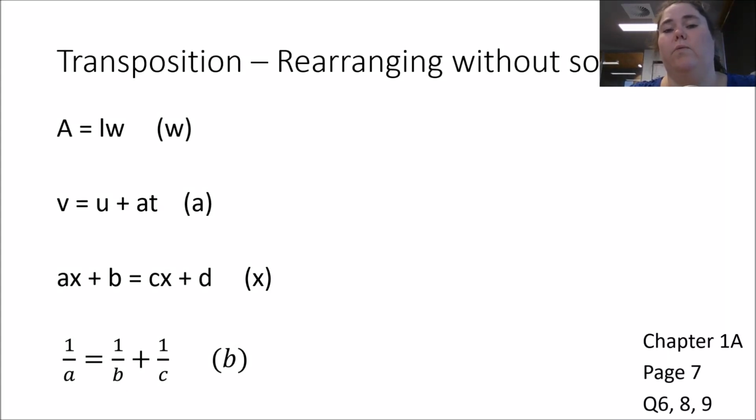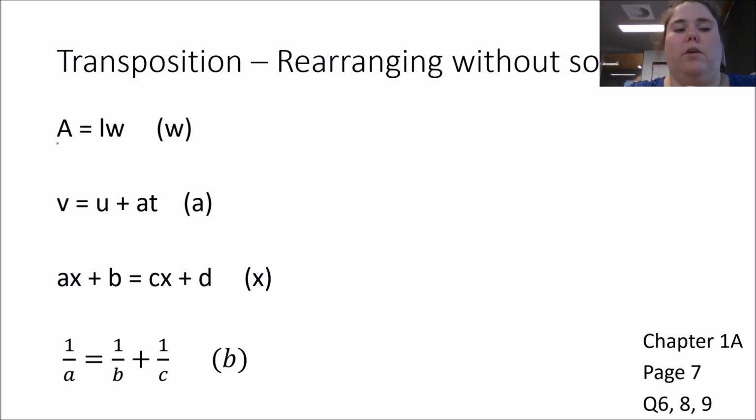Transposition is what we call rearranging equations when they've got more variables in them, when you can't actually solve anything. So in all our other rearranging, we got to a final answer, x equals something, or an unknown equals something. Here, we're going to get to unknown equals a formula or an equation. It's not going to be a whole number answer.